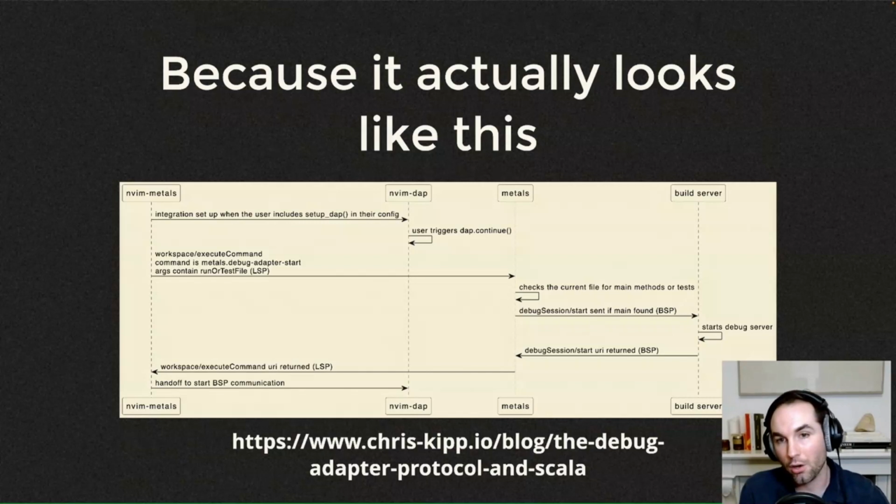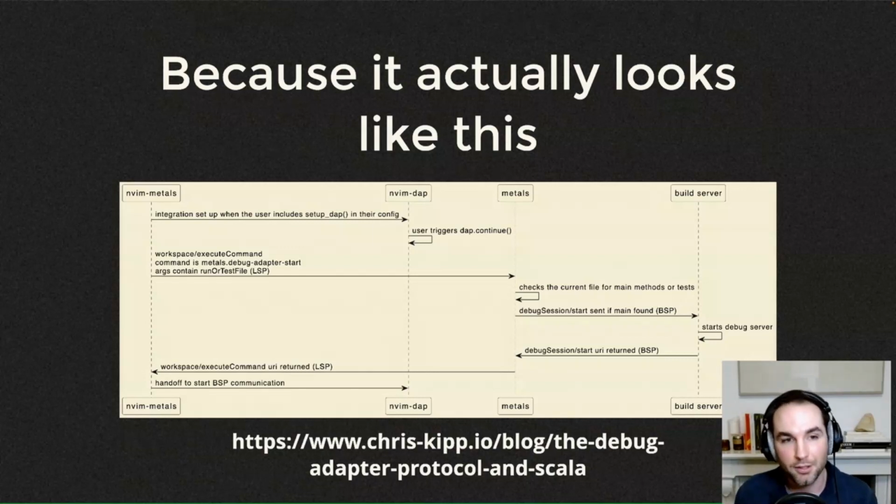We don't turn it on all the time because in the back end, Metals has to do a whole bunch of extra stuff to ensure, what are the main methods? Can I get them from the build server? Can I search this file? A whole bunch of stuff. So to give you an idea of the flow, setup DAP is called, which makes sure that when the initialize process in LSP happens, it happens correctly. Then the user triggers DAP continue, and they'll have to have a Scala entry for that.